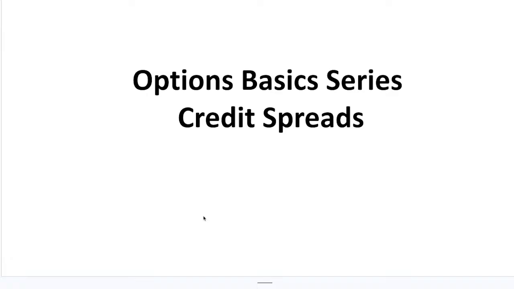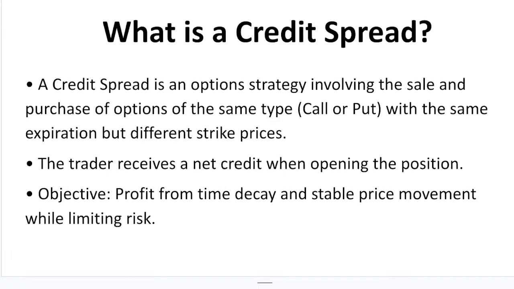So today I'm going to share with you more towards the options basic series on credit spread. So what is a credit spread? A credit spread is an option strategy that involves selling or purchasing options of the same type, call and or put, with the same expiration but different strike prices. So the trader receives a net credit when opening the position. The objective is to profit from time decay and stable price movement while limiting risk.